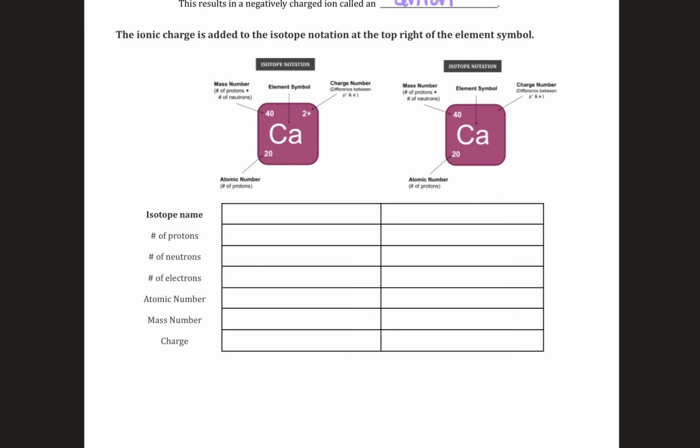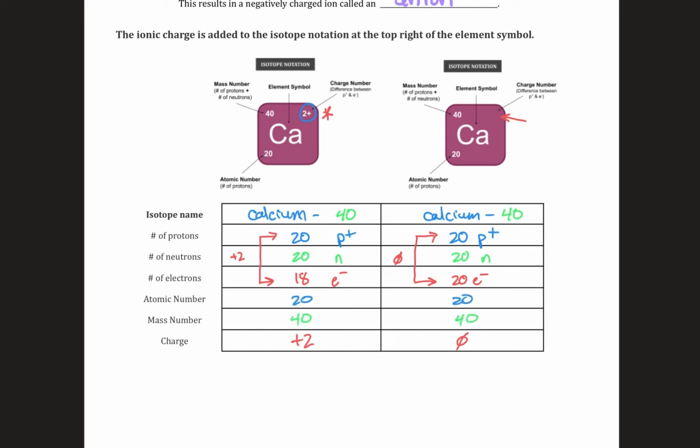When an atom gains a charge and becomes an ion, we can actually add that to the isotope notation in the top right-hand corner. This charge is the difference between the protons and electrons in the atom. If it is a positive 2 charge, that means you have 2 additional positive particles, right? The difference between electrons and protons is that you have 2 extra positive. We see here with the neutral atom, there's no charge listed. That means there's no difference, so protons and electrons are equal to each other. This has no impact on the number of neutrons and the mass number.